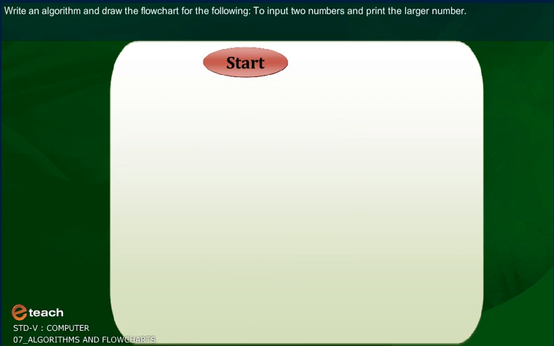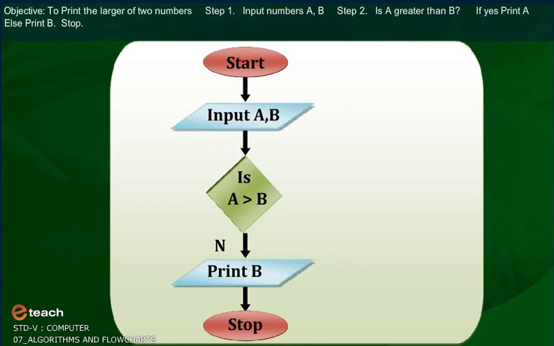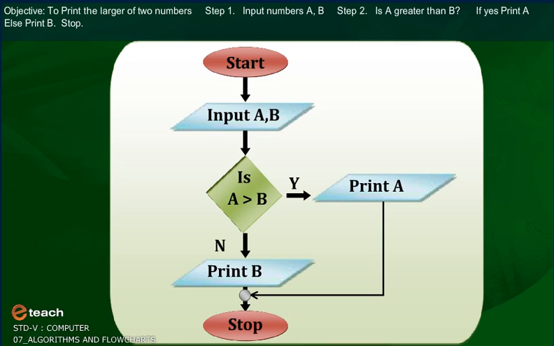Write an algorithm and draw the flowchart for the following. To input two numbers and print the larger number. Objective. To print the larger of two numbers. Step 1: input numbers A, B. Step 2: Is A greater than B? If yes, print A. Else, print B. Step 3: Stop.